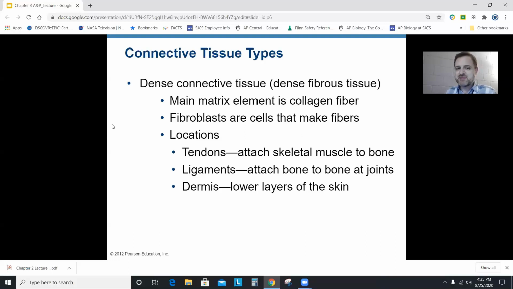There are three main types. There are tendons. Tendons attach muscles to bones. Ligaments attach bones to bones at joints, and the dermis is the bottom layer of your skin. Your skin is epithelial tissue, but the very bottom layer is connective tissue. They're called dense because they're pretty sturdy. If you've ever eaten a chicken leg and you get a tendon, you know what that feels like. You wouldn't want to be chewing it.